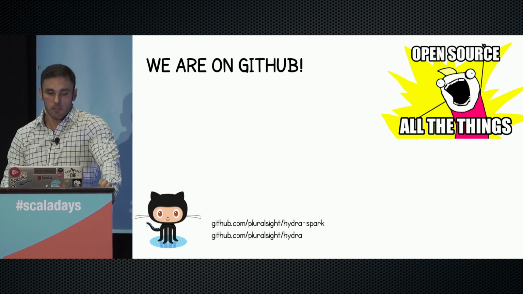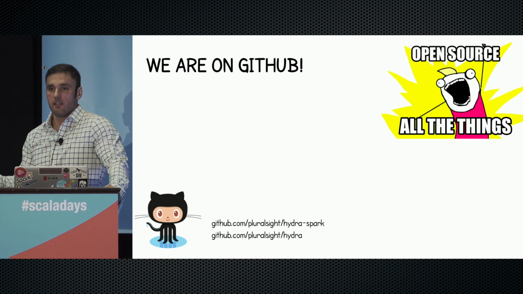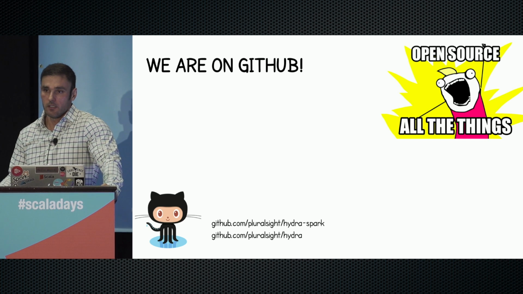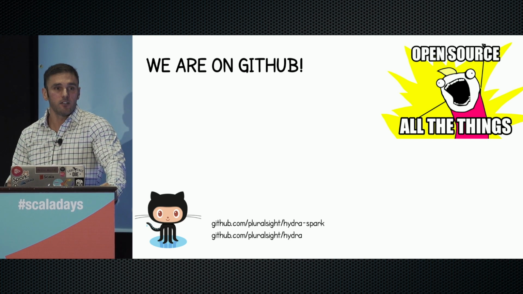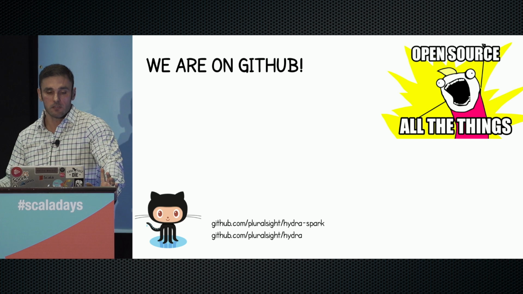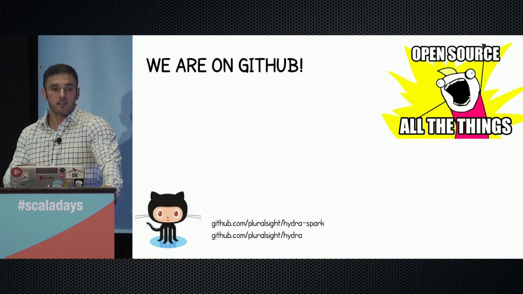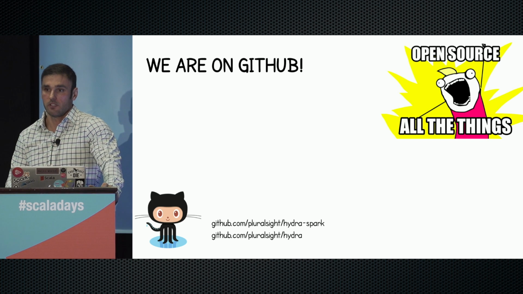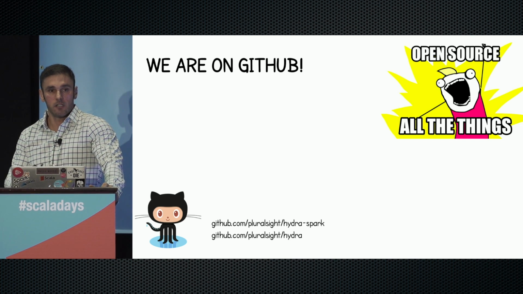Like I said, we are on GitHub. Hydra Spark is actually open source right now, so you're free to check it out. You can check it out if there's anything you know how to do better. If you want to contribute, you're more than welcome to. We're actually in the process right now of upgrading. The master branch of Hydra Spark is Spark 1.6, and we are upgrading to Spark 2.